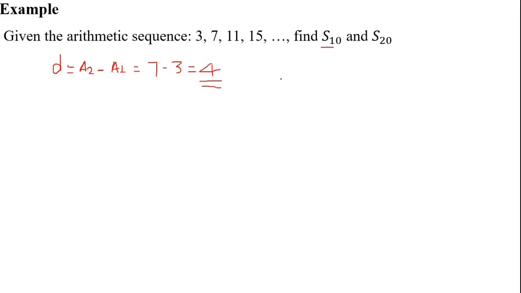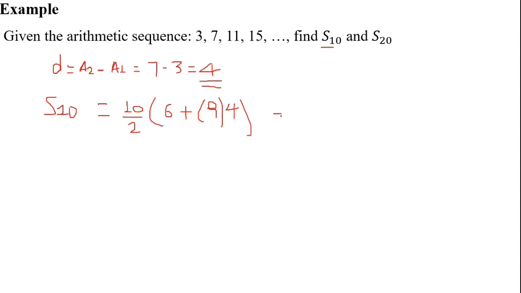So if we are going to find the sum of the first 10 terms for this arithmetic sequence, we can use a formula. So S10 equals n over 2, that means 10 over 2, times 2 times a1. a1 is given as 3, so 2 times 3 is 6, plus n minus 1, that means 10 minus 1, that is 9, times d. The common difference for this arithmetic sequence is 4.